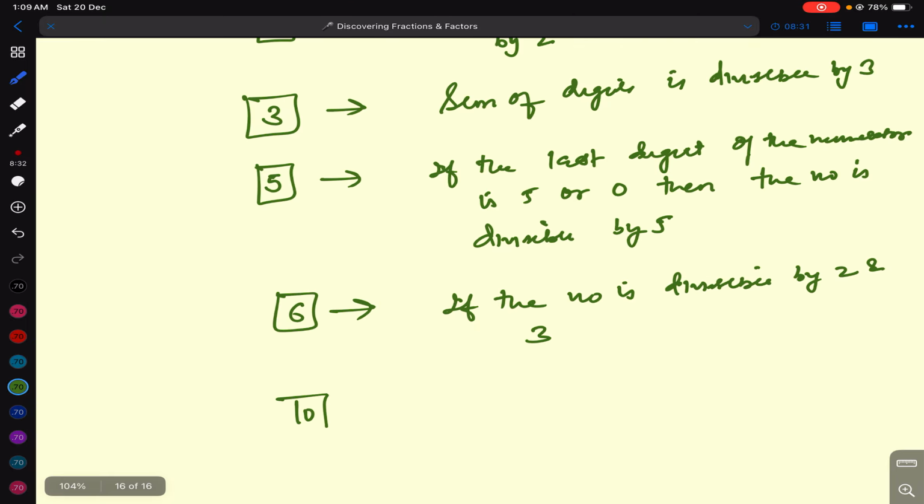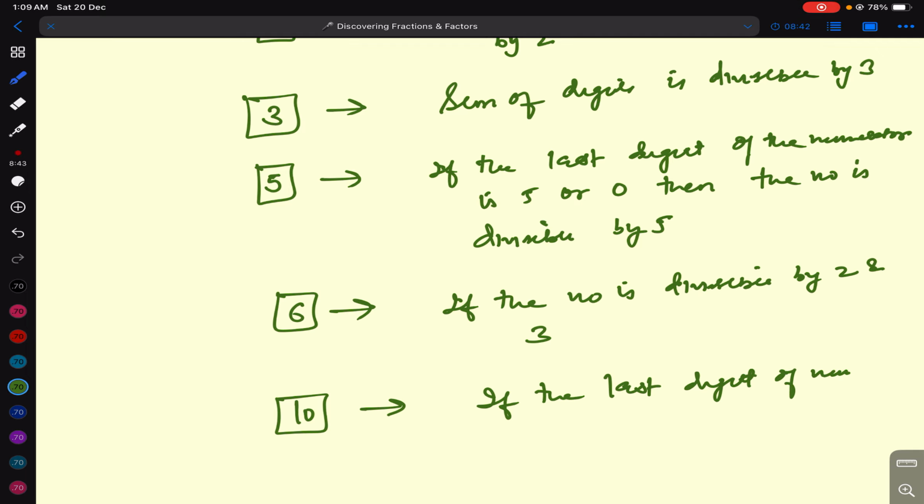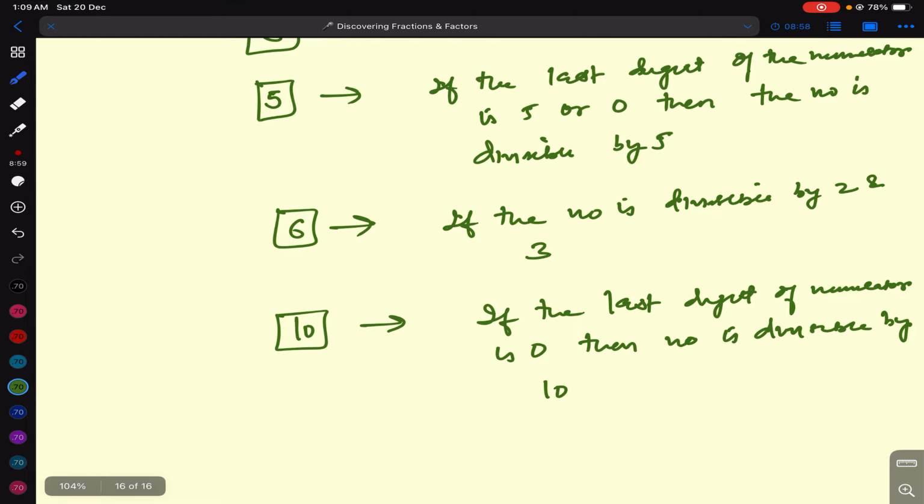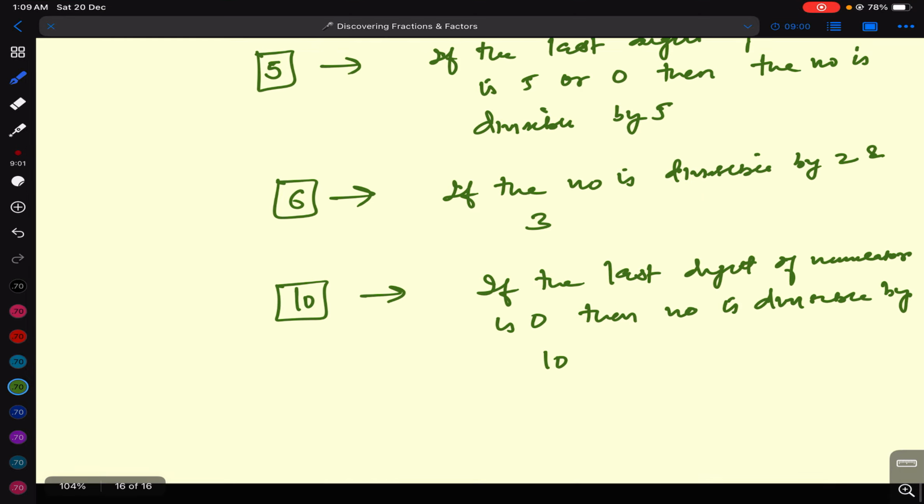And for 10, finally, if the last digit of the numerator is 0, then the number is divisible by 10. So these are the few thumb rules to determine if the number is a factor or not, and you can remember these rules. We will be implementing these rules in the examples which we are going to take up next.